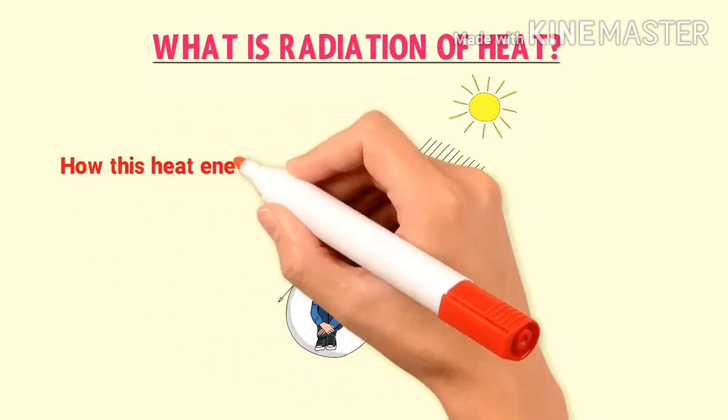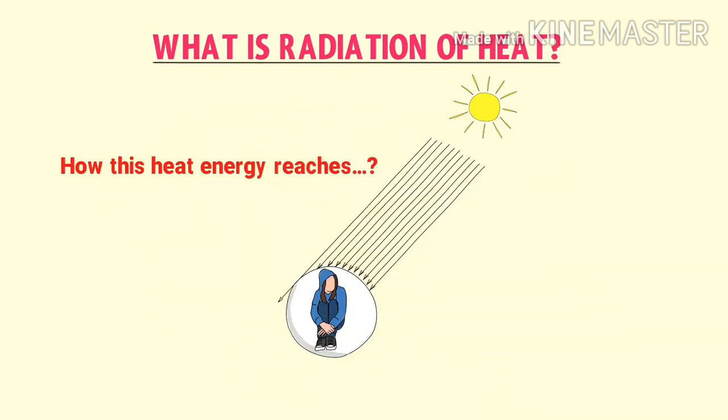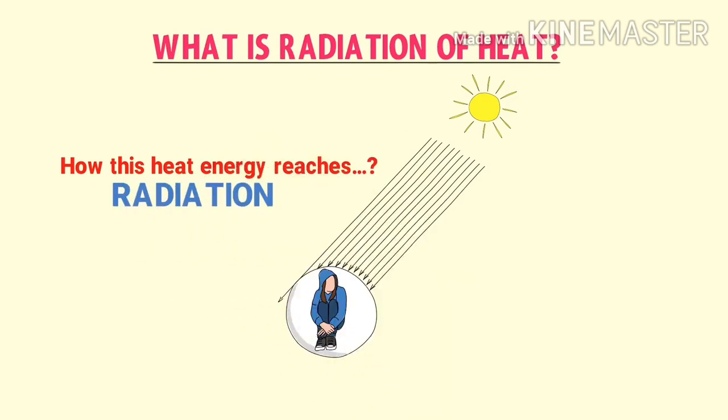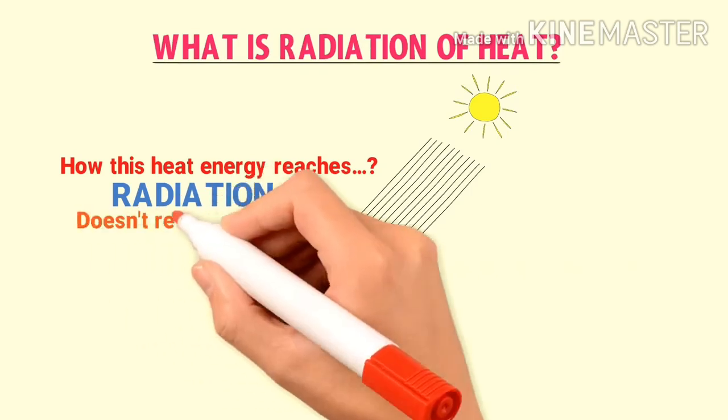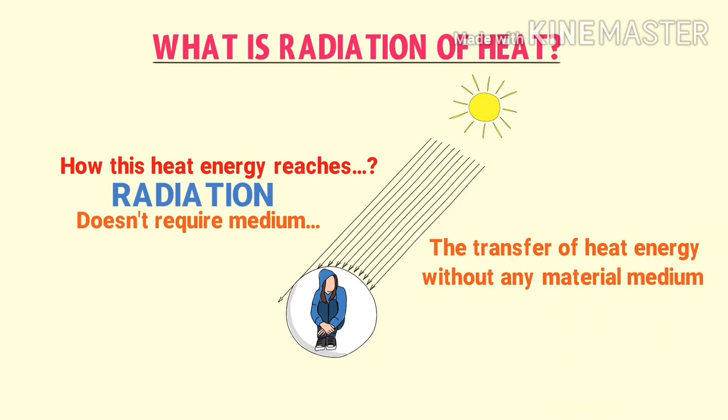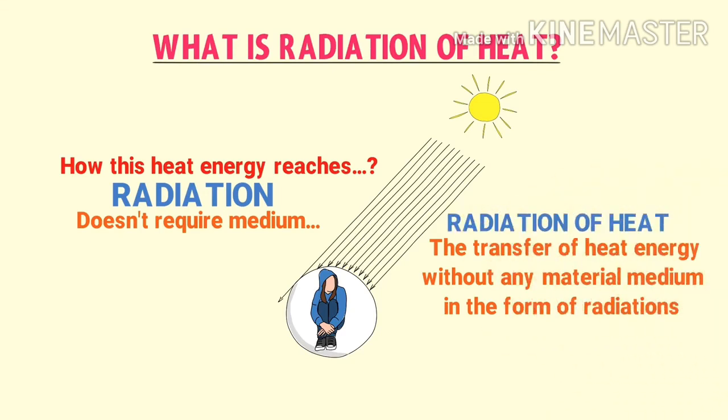Then how does this heat energy of the sun reach you? Well, it reaches you by the process of radiation. So the heat energy of the sun is transferred by the process of radiation. Remember that radiation of heat doesn't require a medium like that of conduction or convection. Thus, we can say that the transfer of heat energy without any material medium in the form of radiations or electromagnetic waves is known as radiation of heat.